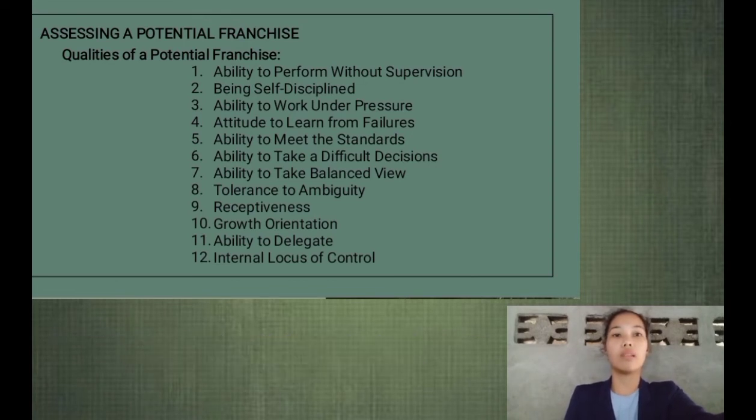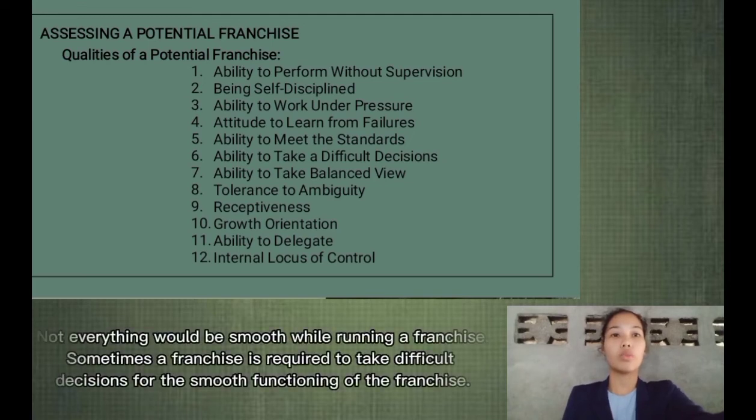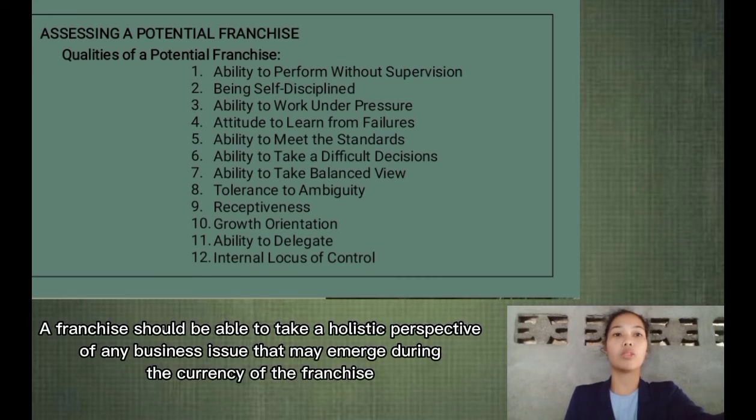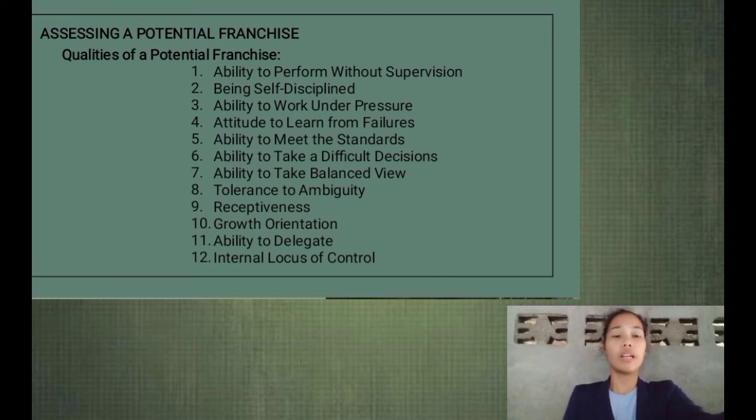Number six is ability to take difficult decisions. Not everything would be smooth while running a franchise. Sometimes a franchisee is required to take difficult decisions for the smooth functioning of the franchise. Number seven is ability to take a balanced view. A franchisee should be able to take a holistic perspective of any business issue that may emerge during the currency of the franchise. Number eight is tolerance to ambiguity.